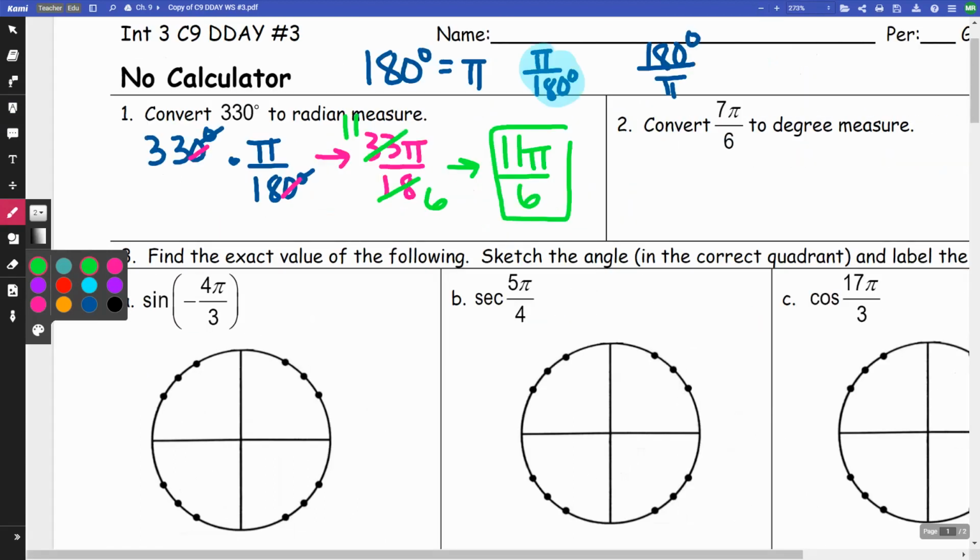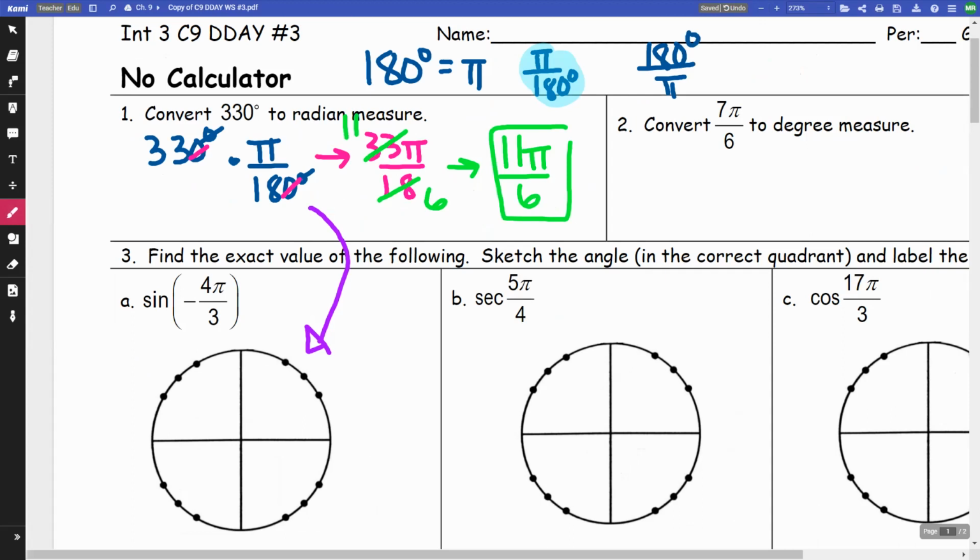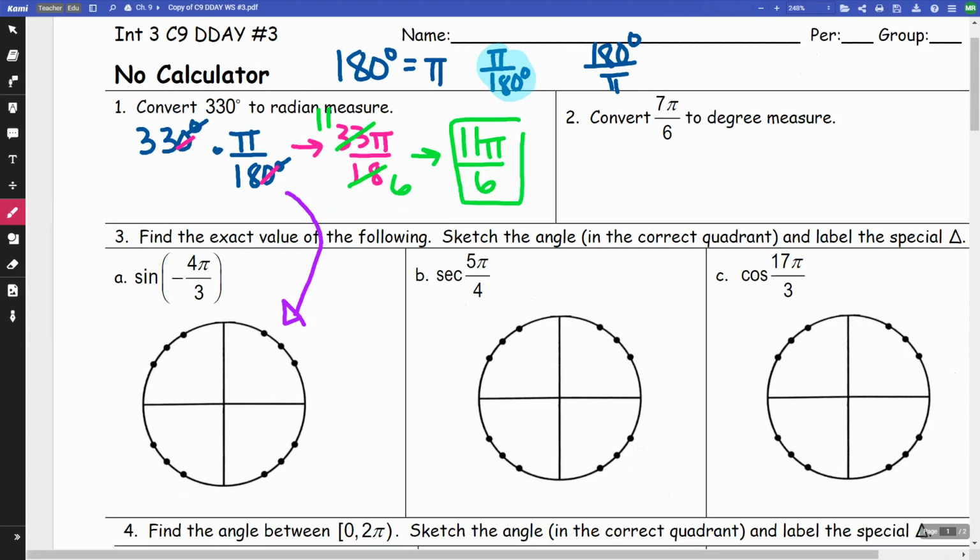You can also think about where 330 degrees is on the unit circle. So if I'm just looking at this unit circle below, 330 degrees is right here. And yes, that is 11 pi over 6.